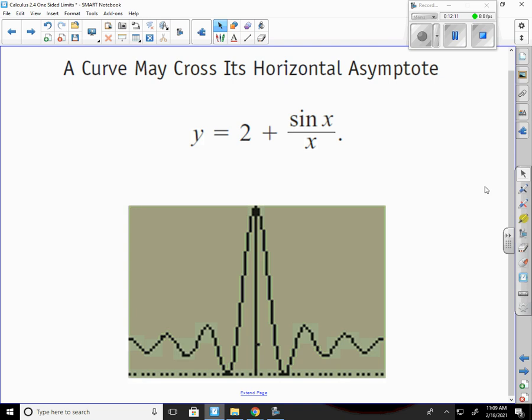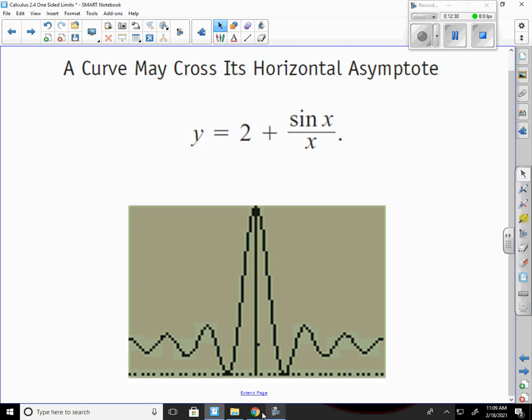And again, if I just took the limit as x approaches infinity here, I know that this is 0. 2 plus 0 is just 2. So that would give me my limit as x approaches infinity of this function equals 2. Same thing with negative infinity.